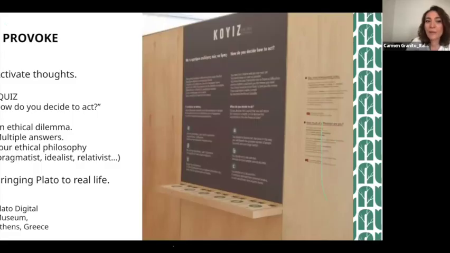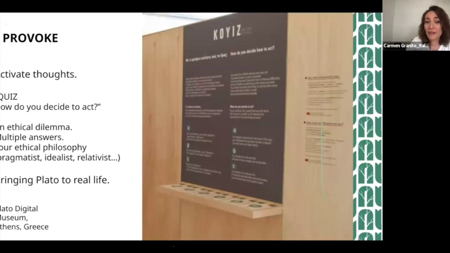And then it describes an ethical dilemma. So something like, you find yourself in this difficult situation where you have two choices. So you are at a turning point. Would you go for option A? Would you go for option B? Would you go for option C?